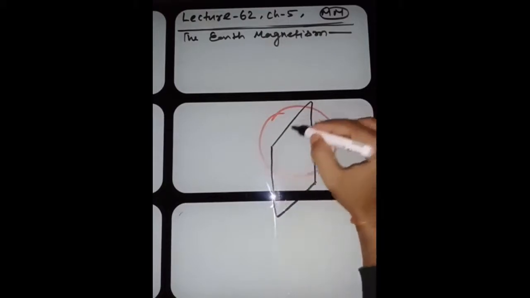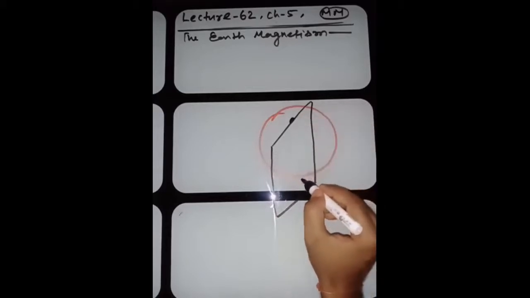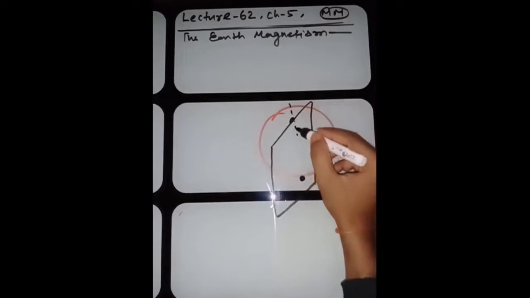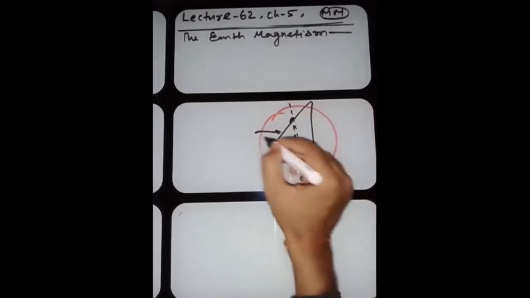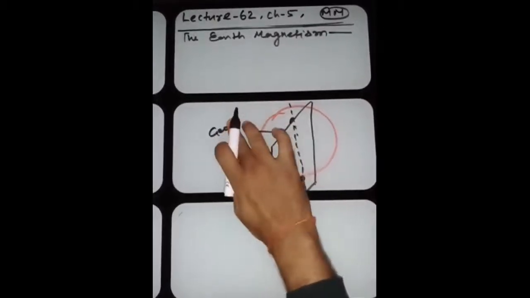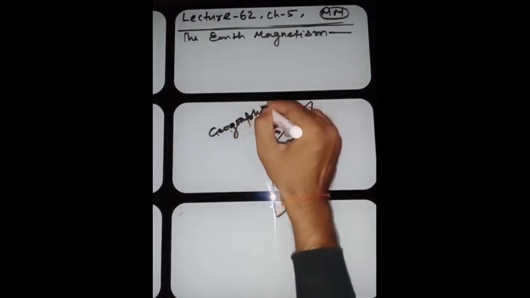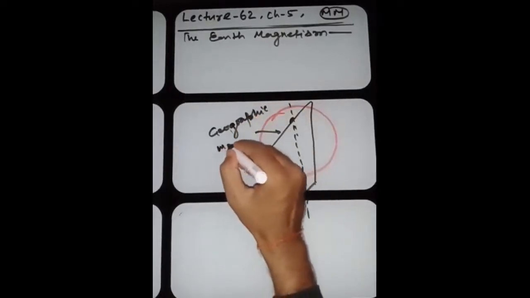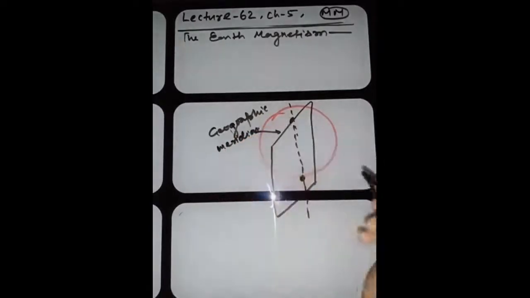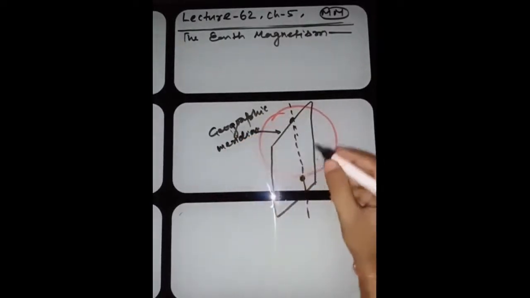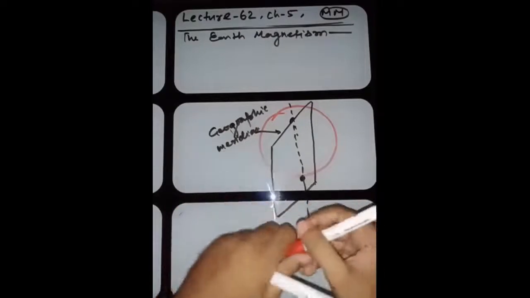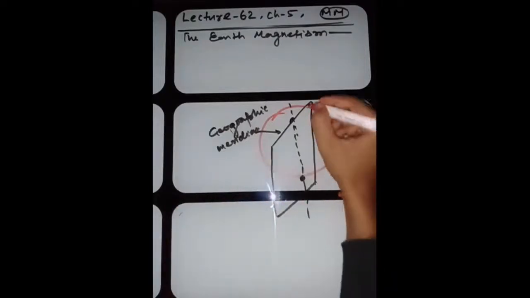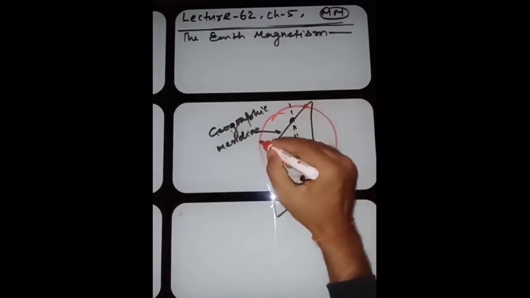This is the North Pole, and here this is the South Pole. Making this North and South, I have cut out a meridian here, and this is our geographic meridian. Let me write it here. Geographic meridian. Now try to find the magnetic meridian. The magnetic meridian is at a certain angle. The geographic meridian we have found at a particular place, and this is the magnetic meridian.